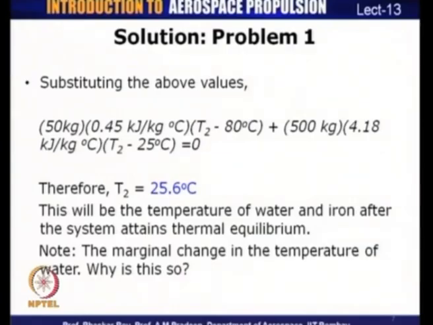So, you might wonder that even though your iron block was at 80 degrees Celsius, which is much higher than 25 degrees Celsius of water, the final temperature of both iron as well as water is only 25.6. So, there is a very marginal change in the temperature of water. You may wonder why you have a very small change in temperature of water, whereas there is a very drastic reduction in the temperature of iron. There are two reasons for this. One is of course that the mass of water is 10 times that of the mass of iron here. Mass of water we calculated as 500 kgs, the mass of the iron block is only 50 kgs. So, that is one of the reasons.